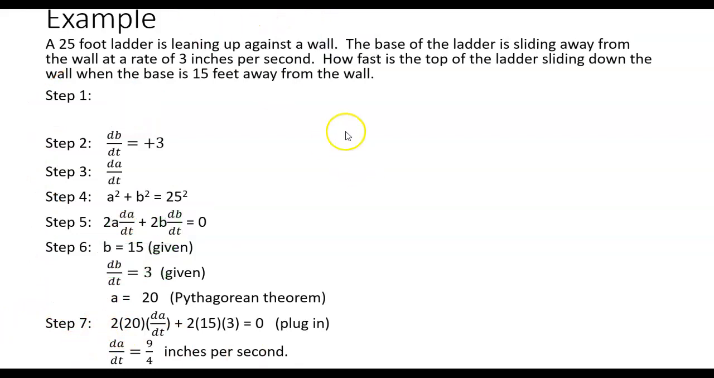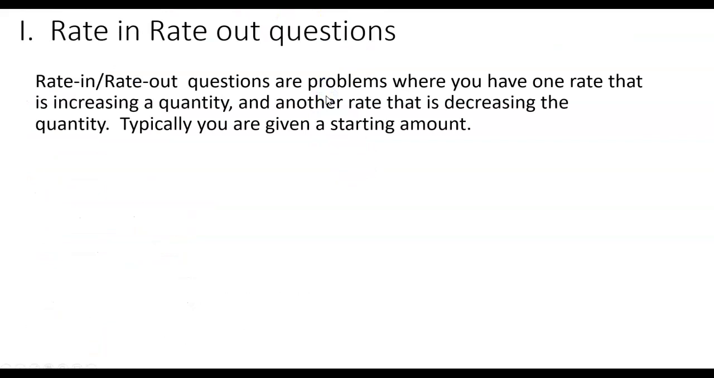So that's related rates. All right, I think we've got one last topic to talk about in this lesson, and that's rate in and rate out questions. We just got through talking about those in Unit 7, so hopefully that's fresh in your mind, but let's review it. Rate in, rate out questions are problems where you have one rate that is increasing some quantity, and rate out, the other rate, is a rate that is decreasing the quantity.